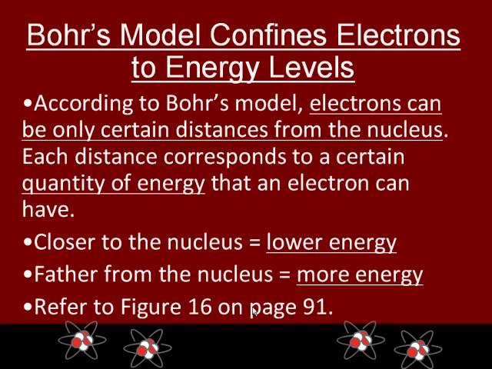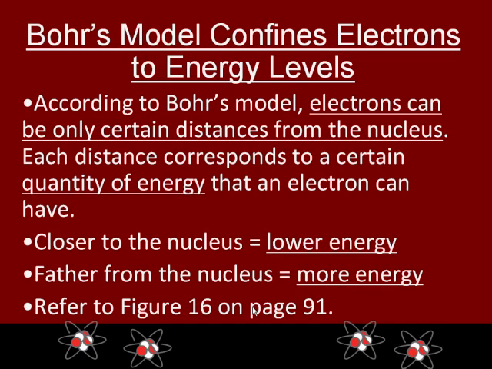Okay. So according to Niels Bohr, we have this nucleus that has protons and neutrons in it, just like Rutherford. But now what Bohr is starting to do is help us define what that cloud around the nucleus looks like and how the electrons are arranged. According to Bohr's model, electrons can only be certain distances from the nucleus. And it's based upon those colors of line and how they have a specific wavelength, a specific frequency, and a specific energy.